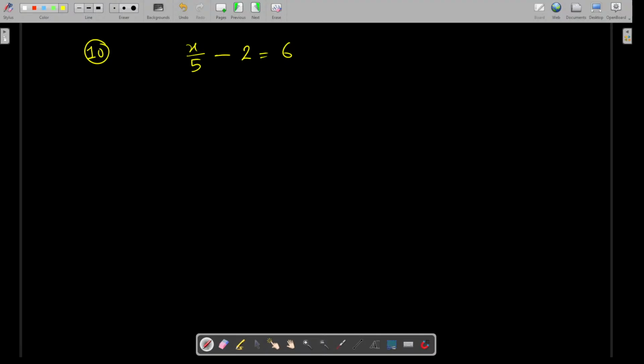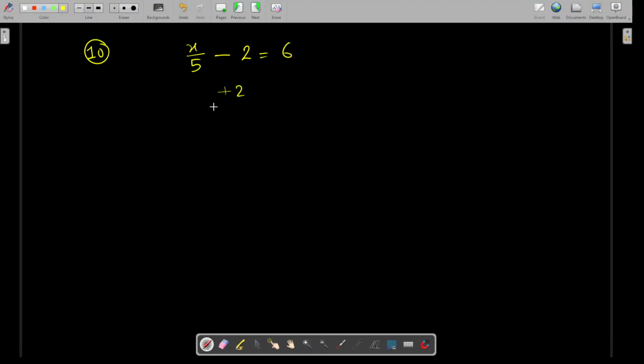So what we're going to do is, sorry, x is divided by 5 actually. So don't try to remove this 5 which is in the bottom. We always try to remove the number which is either added or subtracted. Okay, so this is minus 2. So to remove this minus 2, we're going to add 2.